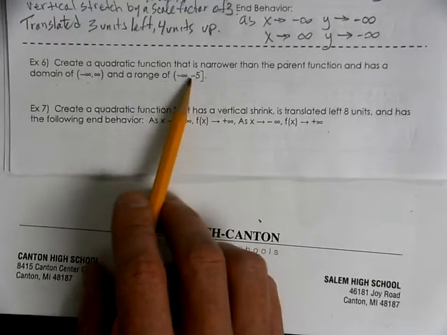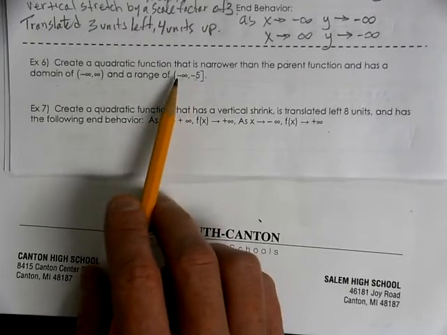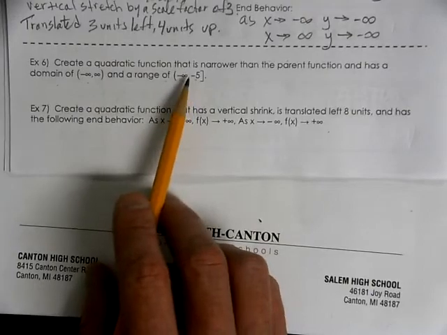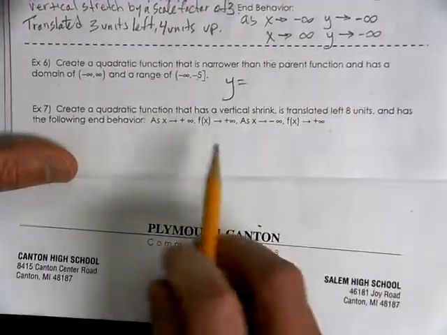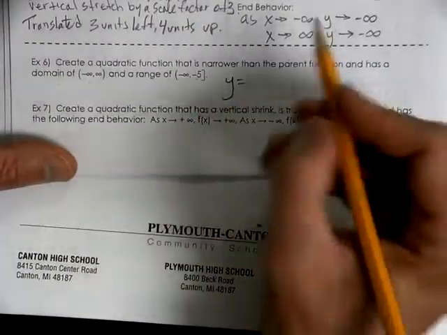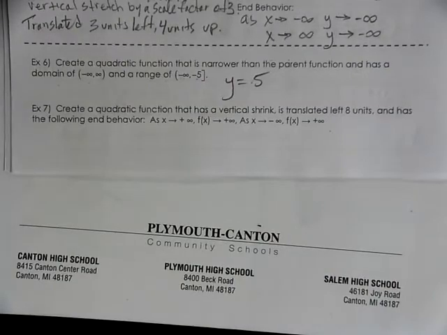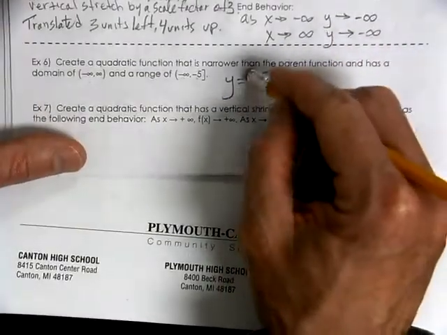That was a common mistake on the quiz, to write this in the correct order. Negative infinity has to come first. The smaller number has to come first in interval notation. So one way you could do this, if you want it to be narrower, you need to pick a number that is bigger than 1. Any number bigger than 1 will do. I picked 5.